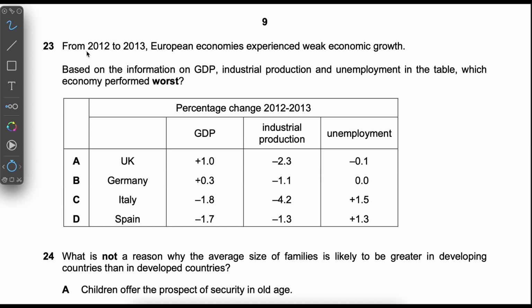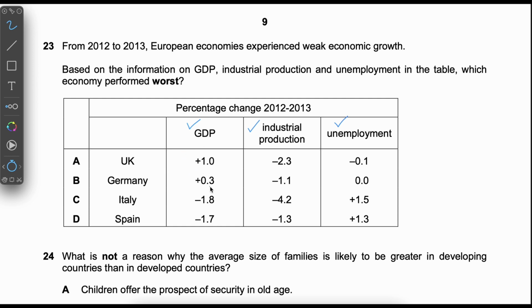Okay, question 23. From 2012 to 13, European economies experienced weak economic growth. Based on the information on GDP, industrial production, and unemployment in the table, which economy performed the worst? So we've got percentage change in GDP, percentage change in industrial production, and percentage change in unemployment. So for the economy that performed worse, we would expect to see a negative GDP change, a negative change in industrial production, and a positive change in unemployment, meaning unemployment has increased.